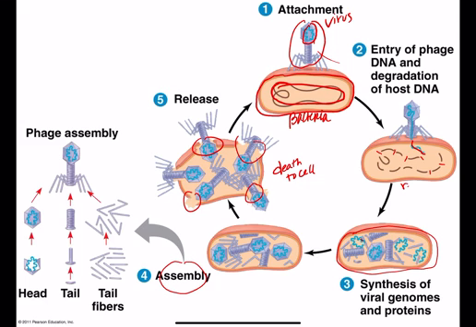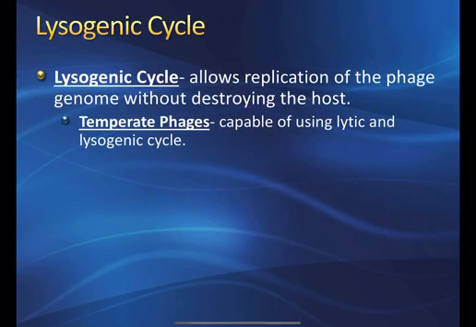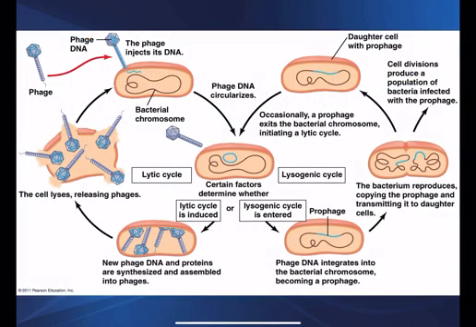So the restriction enzymes cut it up and then take over the machinery and kill the cell, and release lots of new phage that can go out and infect other cells. Just from this one cell, we've made 5 or 6 more viruses. Now, the other way that they can replicate is called the lysogenic cycle. The lysogenic cycle generally doesn't destroy the host. Some phages can replicate by the lytic cycle or the lysogenic cycle, and those are referred to as temperate phage.